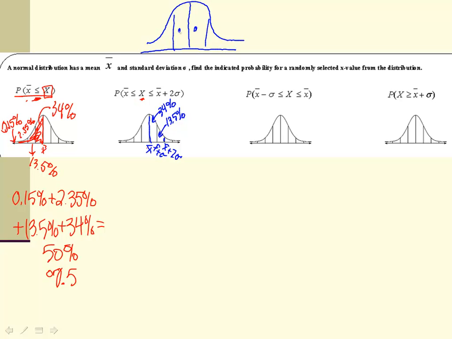So for this example, I'm going to do 34% plus 13.5%, and that's 47.5%, or if you write it as a decimal, it'd be like this. So either one of those answers is acceptable.